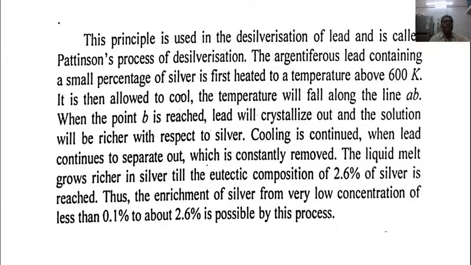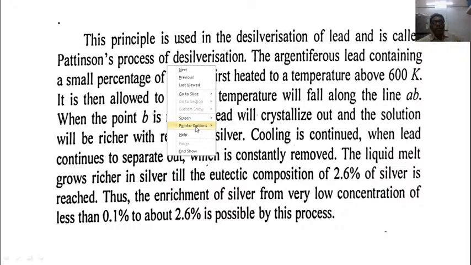It is called the desilverization of the lead. So what is the desilverization of the lead? Desilverization means to remove the silver from the lead, to separate the silver from the lead. To obtain the pure lead, you can see the process, it is called Pattinson's process of desilverization. So in this case what happens?